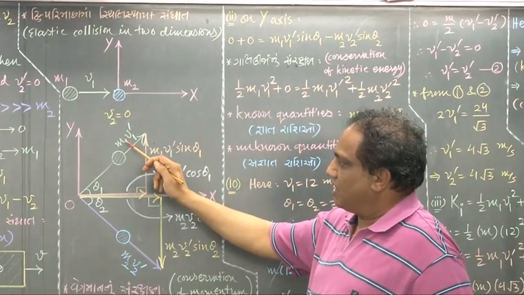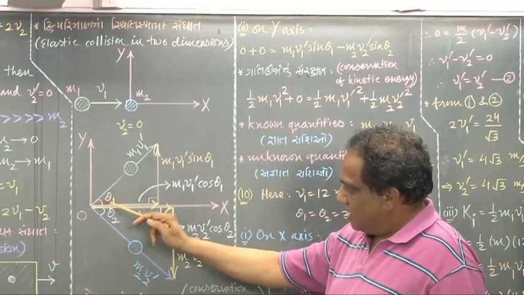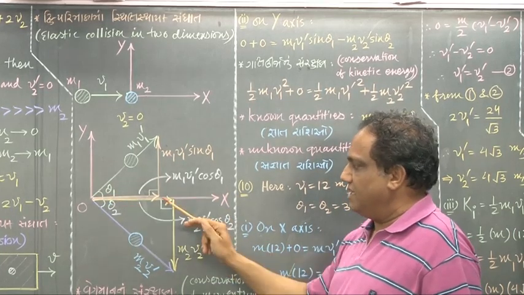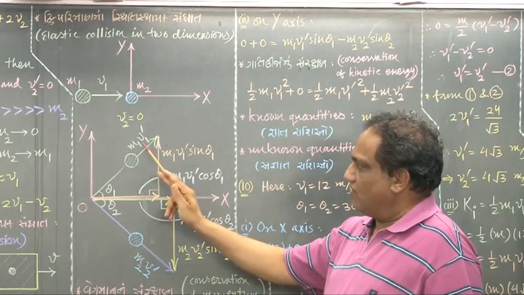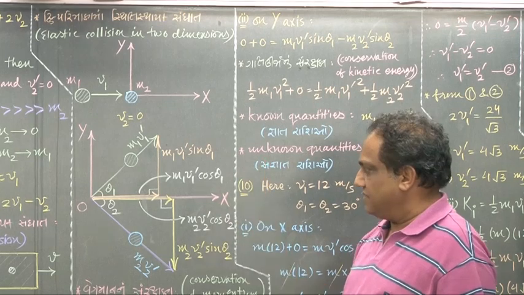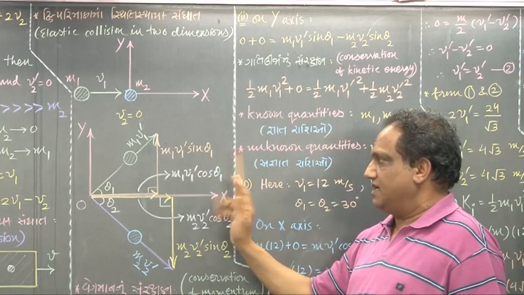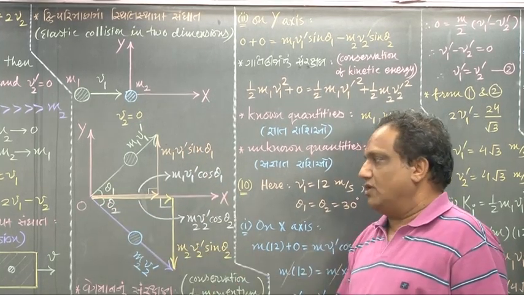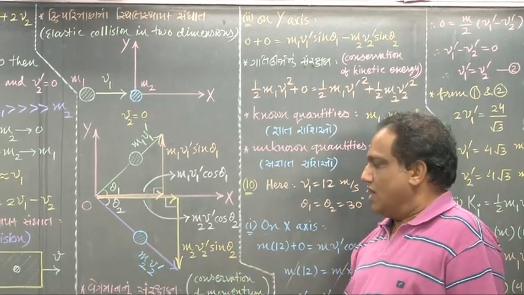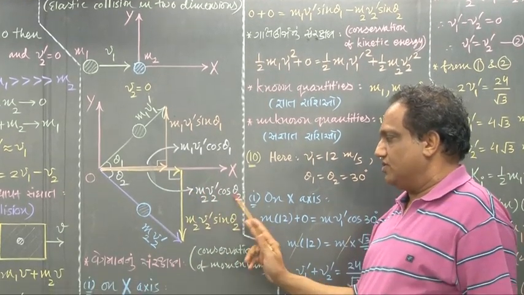What is the final momentum of the first body? m1 v1 dash. For the second body, m2 v2 dash. Resolve this vector into two mutually perpendicular components, this plus this. The component of m1 v1 dash adjacent to θ1 is m1 v1 dash cos θ1. The component of m1 v1 dash opposite to θ1 is m1 v1 dash sin θ1. Similarly, this momentum can also be resolved into two mutually perpendicular components. This plus this will give you this. The component of m2 v2 dash adjacent to θ2 will be m2 v2 dash cos θ2.